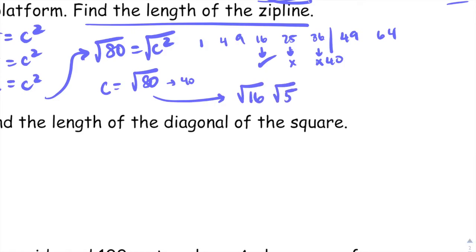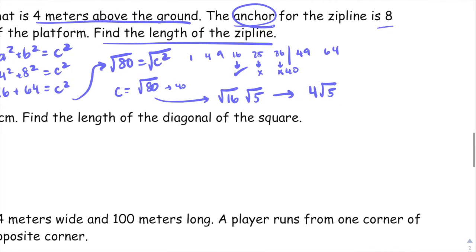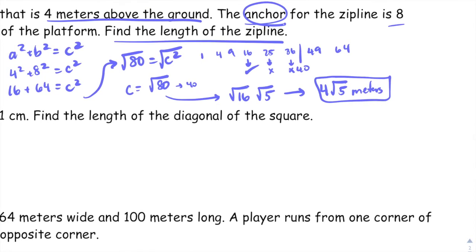Yes, square root of 5. And square root of 16 is 4. So the answer is 4 root 5 meters, which is going to be the length of my zip line. Okay, so that's why we had to learn how to simplify square roots before we do Pythagorean theorem, because a lot of this stuff does include it as well.